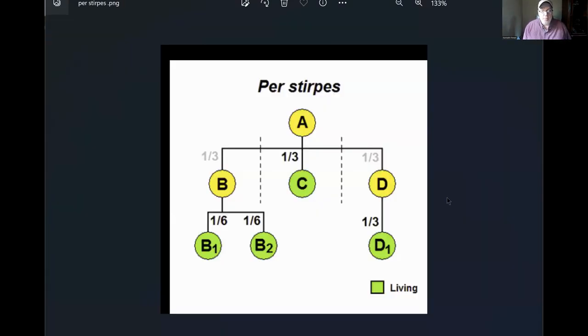And if it's per stirpes, the branches get it. So B died first, his children will each split his estate, or her estate. And for D, 1 child, they get the whole third. So per stirpes means by the branch, which means each branch of the child still gets money, whereas per capita, it decides where the money goes, and it's only to the alive people. That helps a little bit. I hope I didn't make it worse.